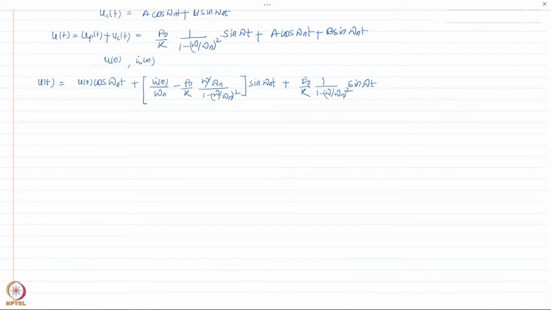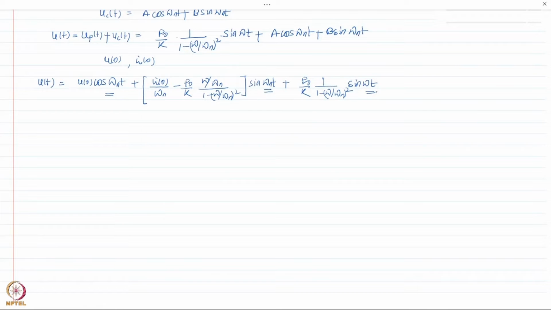So this is the final solution for undamped vibration subject to harmonic excitation, which is p naught sine omega t. Now one important thing to note here is that we have in the response two frequencies. Let me just write it here again. We have two frequencies. The first frequency is the natural frequency of the system, and the second frequency is the applied frequency of the force, or the excitation frequency.